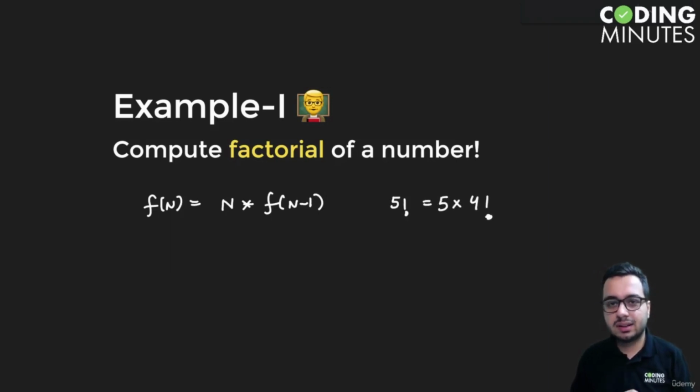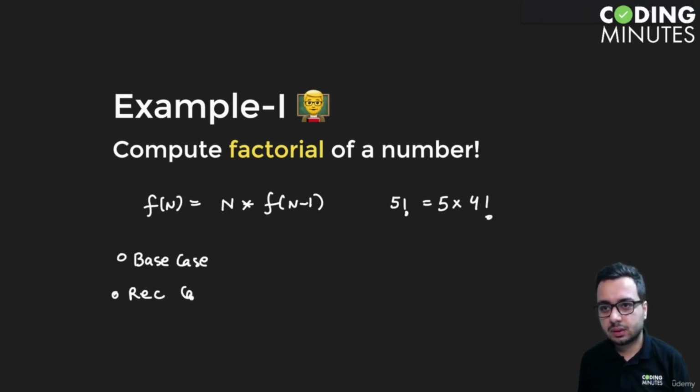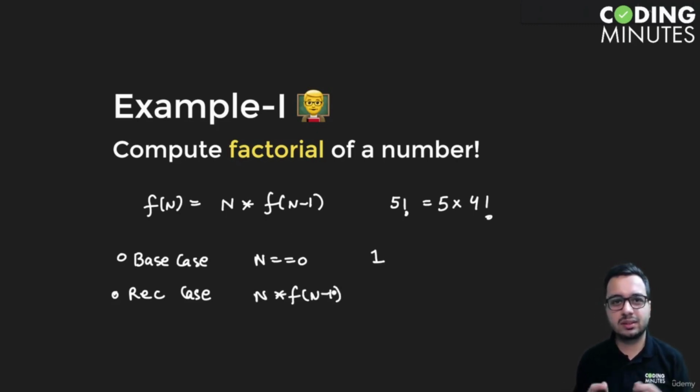And we discussed that when we are going to solve a recursive problem, we will figure out two cases. One is a base case and second is a recursive case. In the base case, I know when the value of n is equal to 0, the answer of factorial should be 1. And in the recursive case, I know the formula is nothing but n multiplied by f of n minus 1. So these are the only two things that we need to know.